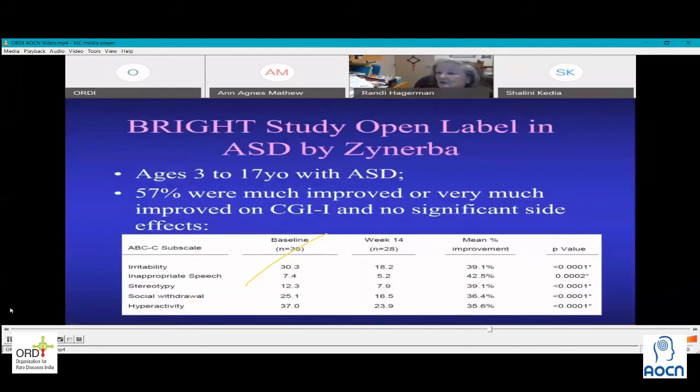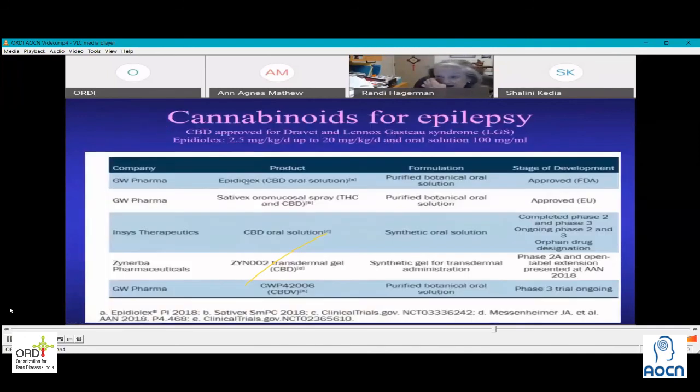Randy, I see I'm wrapping up here. In an open label study in ASD by Zynerba, it showed benefit, and so there will be more controlled trials in individuals with autism.